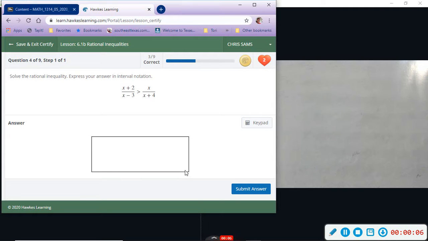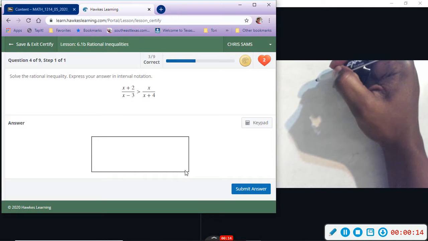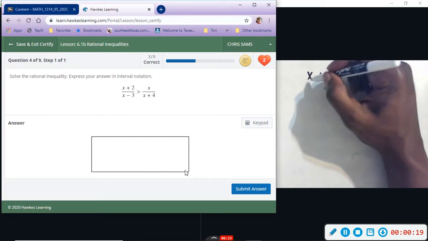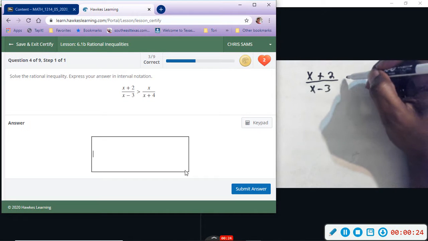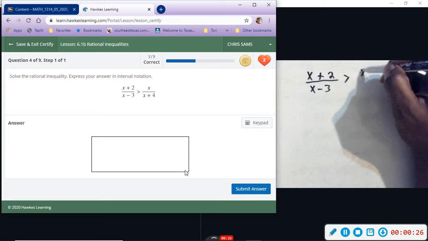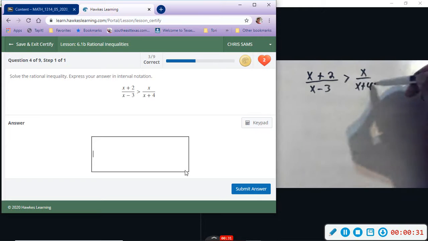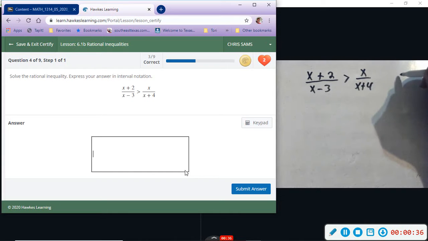Okay, so number 4, we have this given problem, and we're going to cross multiply and then find our critical values. So we got (x plus 2) over (x minus 3), and then it's greater than x over (x plus 4). Alright, so denominators first will give us critical values. Set this to 0, we'll get x equals positive 3. Write that over to the side. And then setting this one equal to 0, we will get negative 4.